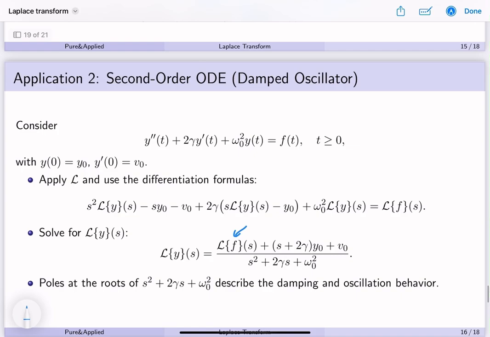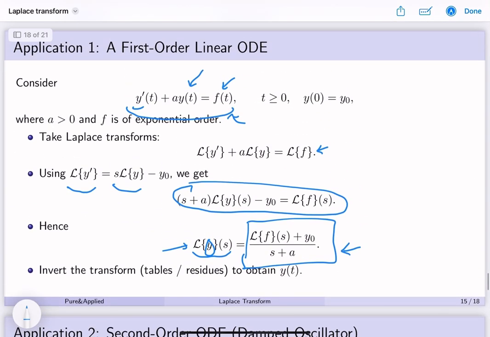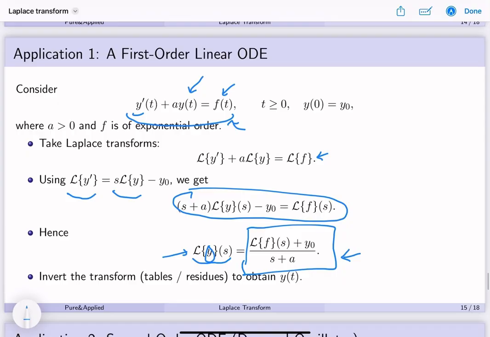Okay? As an exercise, it's interesting, for example, to pick a special function f, a special number a, and a special number y naught, and look up the solution of the differential equation, and then solve it using the Laplace transform and see if you get the same thing. So that's a pretty interesting thing to remember.